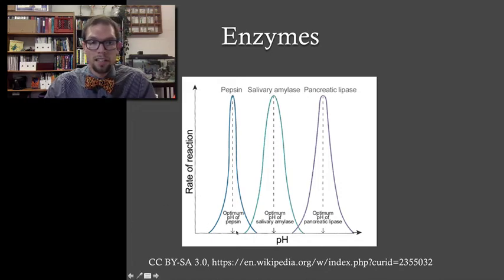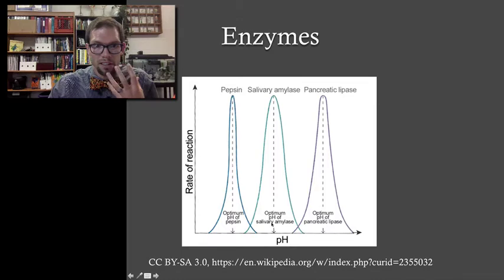So here you can see that different enzymes in humans have different optimal pHs depending on where in the organism they're present. So pepsin, for example, is going to be the enzyme that helps break down proteins in our stomach. So it's going to be operating at an optimal pH that is closer to the gastric juices, so it's at a low pH. Salivary amylase, on the other hand, is the enzyme that breaks down carbohydrates in our saliva.